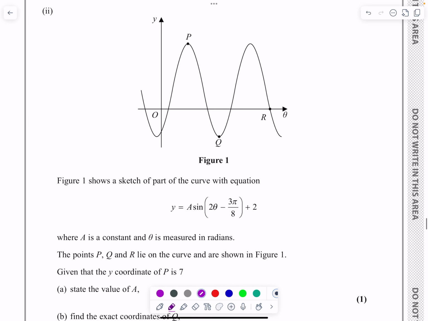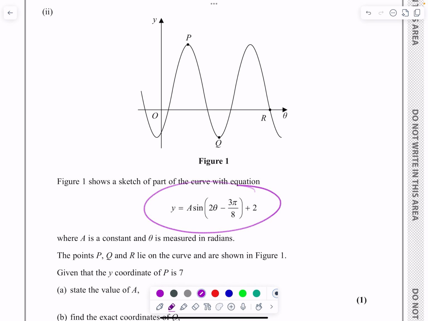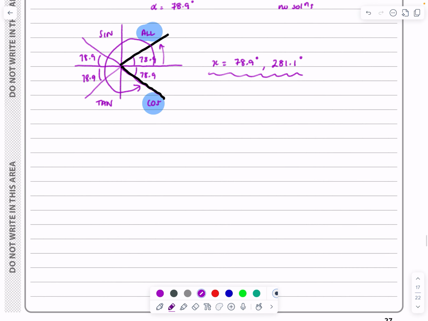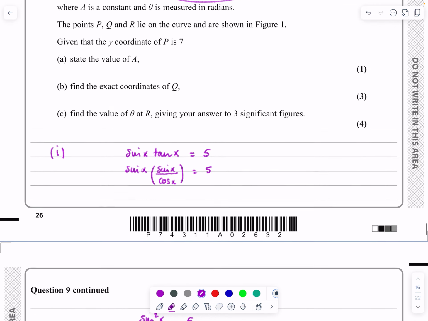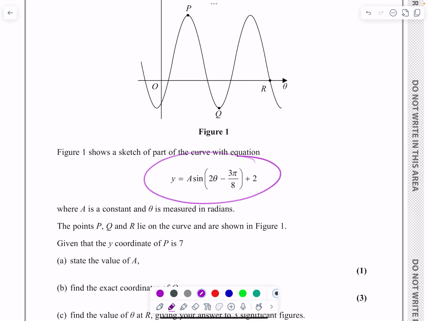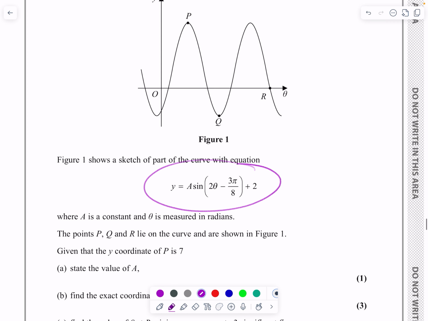Part 2 then talks about this function here. Let's just write that down and then we'll talk about what we've got to do with it. So this is 2, part a. We've got y equals a sine of 2 theta minus 3 pi over 8, plus 2. Quite complicated looking function here. And it says, first of all, theta's in radians, not degrees, so flip it over on your calculator. And it says we've got these 3 points P, Q, and R, which we can see on the diagram there.